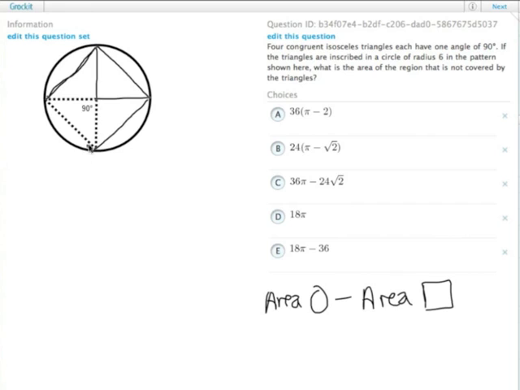Let's see what we can do. So the circle has a radius of 6. So this is 6, this is 6, this is 6, and this is 6. What we really need to figure out is the length of one of the sides of the square.